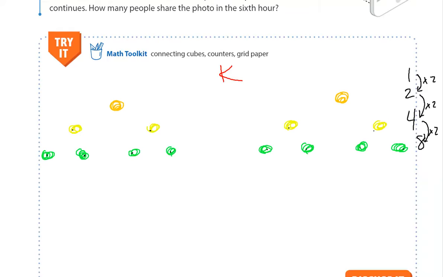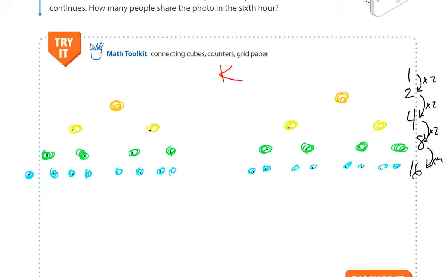So, in the 4th hour, each of those friends has 2 friends share the photo. Let's see if the pattern holds up. If the pattern holds up, this should be 16, right? 16, because that's times 2. So 1, 2, 3, 4, 5, 6, 7, 8, 9, 10, 11, 12, 13, 14, 15, 16. There we go. So we don't really need to draw the rest, do we?